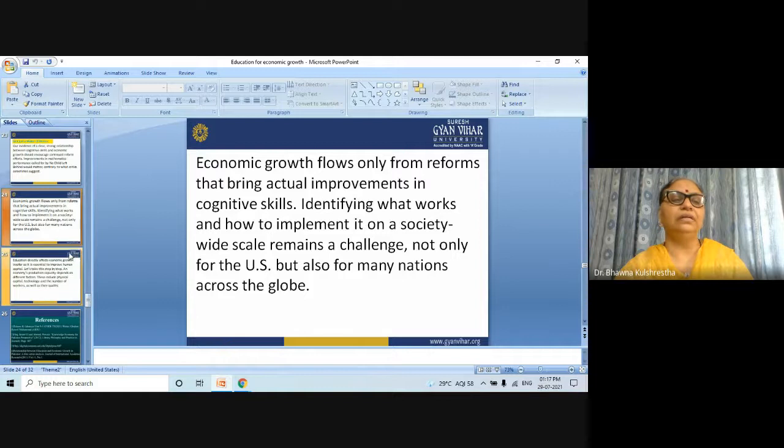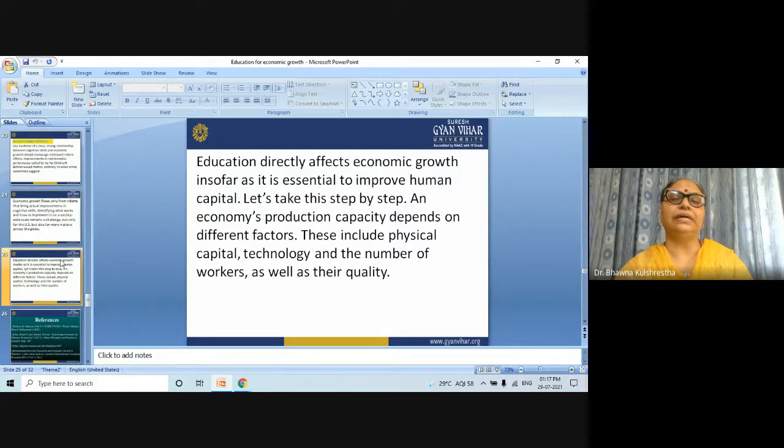And the next is that education directly affects economic growth insofar as it is essential to improve human capital. Let's take this step by step.